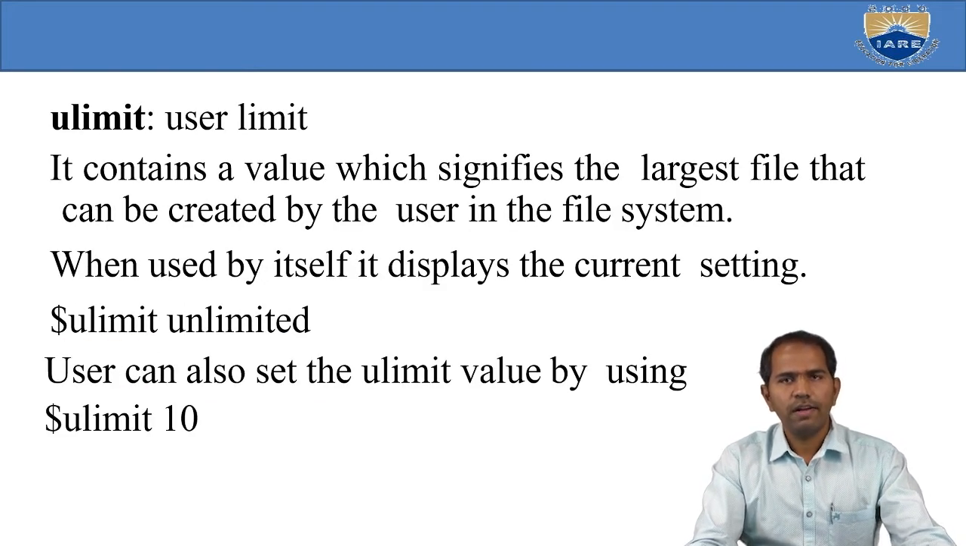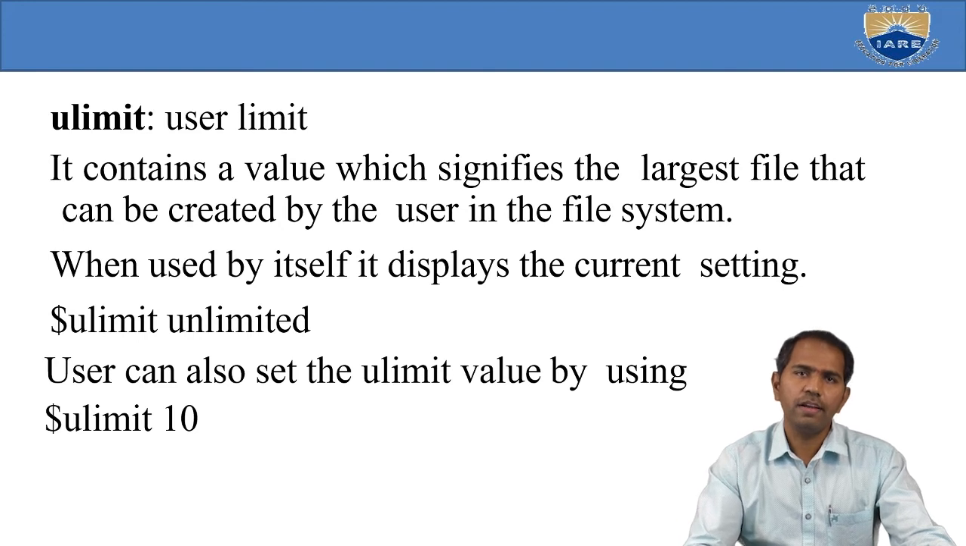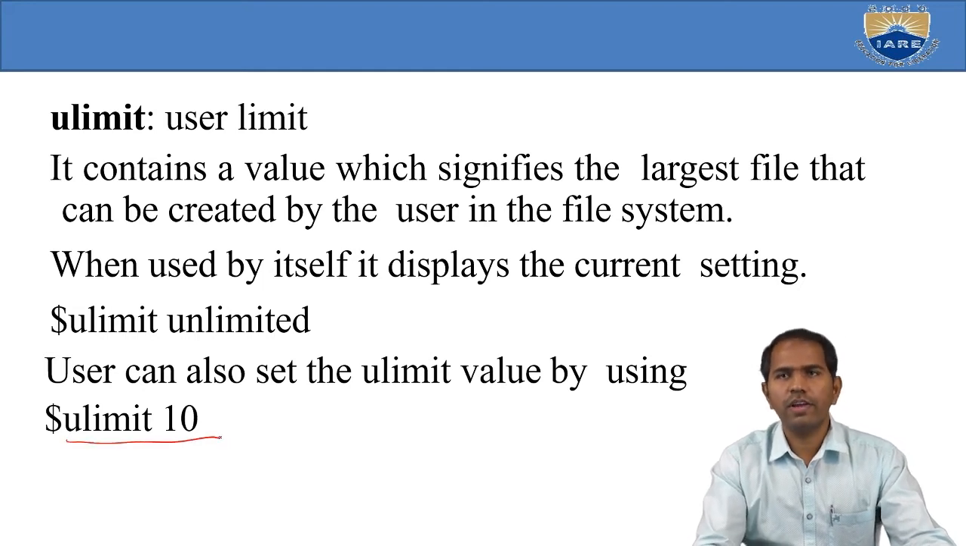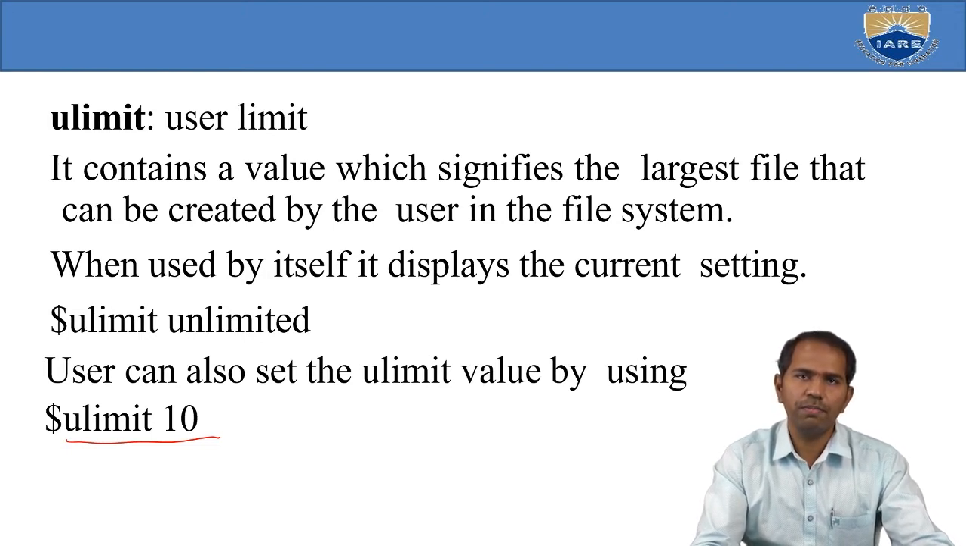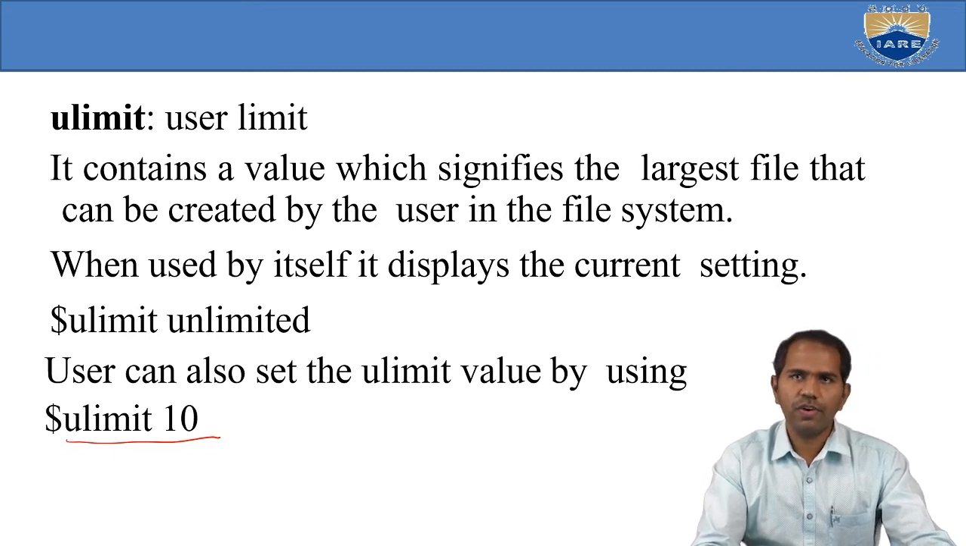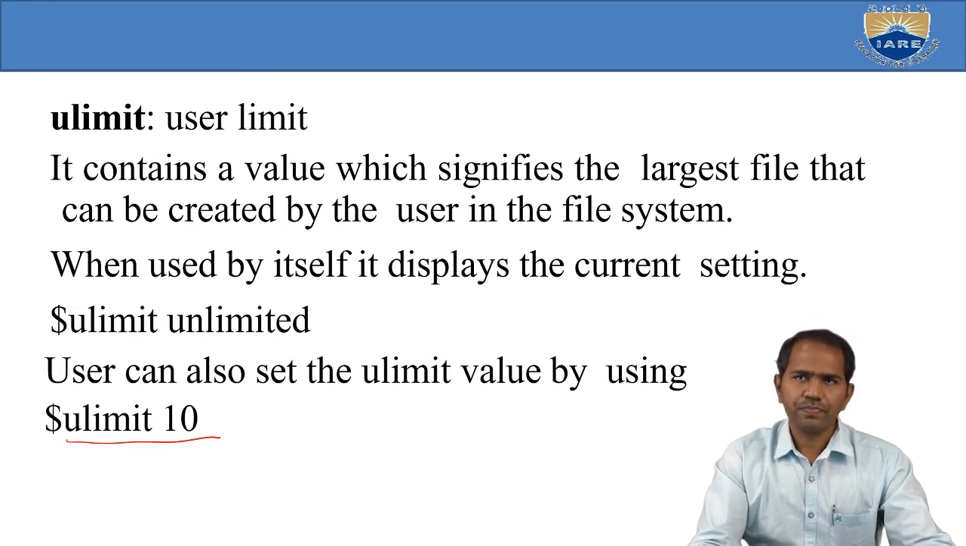Another command is ulimit. It's a user limit. In this process, we have to set a limit. For example, ulimit of 10. You can also set the ulimit value. Ulimit means user limit. It contains a value which signifies the largest file that can be created by the user in the file system. When used by itself, it displays the current settings.